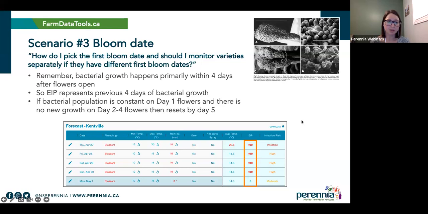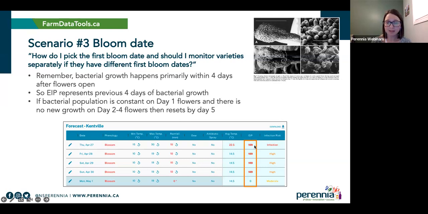So I just want to show this scenario in the model format. Because bacterial growth happens within the first 4 days, roughly, of those flowers opening, what you'll see in the model is that, say on the first day, bacteria has built to 109, and then for the following days, the temperatures mean that bacteria is not going to change. It's just going to remain constant. It's not going to grow or decrease.